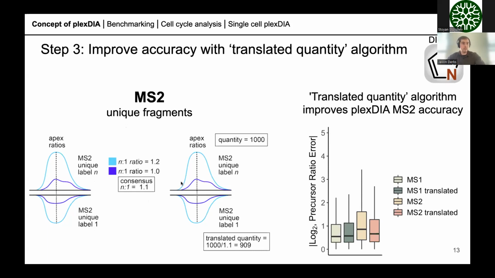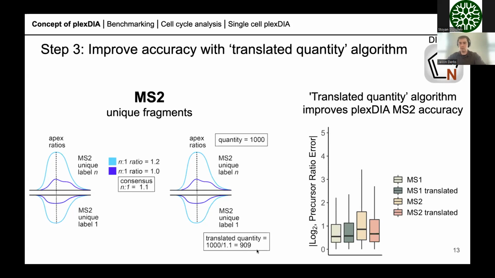And then we can integrate the signal for the more confident one, like summing the fragments over all the scans. For example, if this one came out to have a quantity of 1,000, we would then multiply this by the scalar that we have calculated here, or rather divide it. And then we would say that this one has a translated quantity of 909.